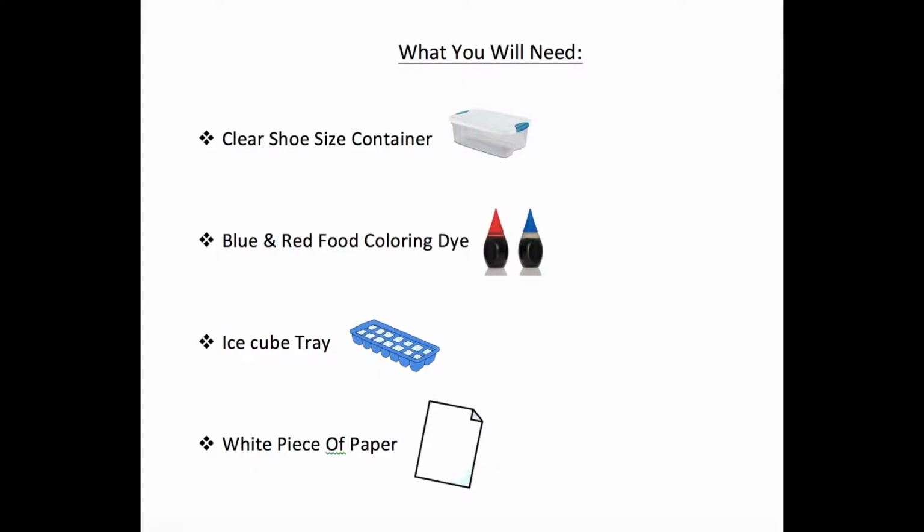So here I made a list of what you will need to do the experiment. The first thing you need will be a clear shoe-sized container. I used one of those smaller storage containers, but really it can be any type of container as long as it is decently sized and clear on all sides. Then you'll need some blue and red food coloring dye. You'll also need an ice cube tray, which you will make your blue ice cubes in, and then a white piece of paper, which I taped to one side of the container so that you could see what was happening inside more clearly while the experiment was happening.